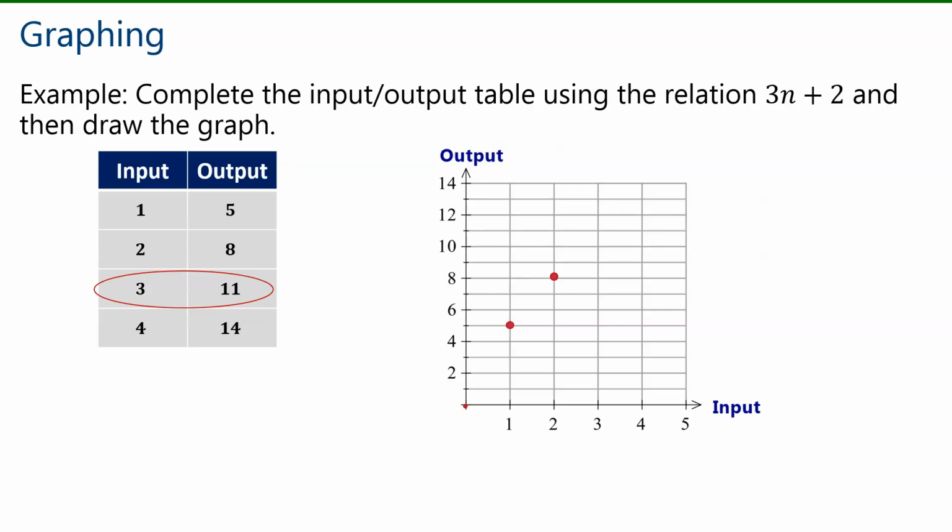Then we have 3 and 11. So over to 3 and up to 11 gives us this point. And lastly, 4 and 14. So over to 4, up to 14. Now you'll notice that all of these points are in a straight line again. So we have what's called a linear relation.